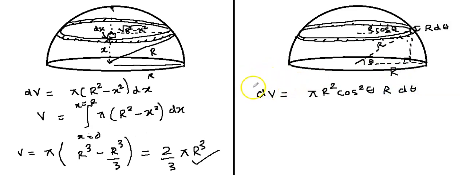To get the total volume, we integrate this from theta equals 0, which covers this elemental disk, to theta equals 90, which covers this point, right? If you integrate, you don't have to integrate from 0 to 180, because if we consider this disk, you're covering the volume on this side as well. So hope you understand that you don't have to integrate from 0 to pi, but just 0 to pi by 2.